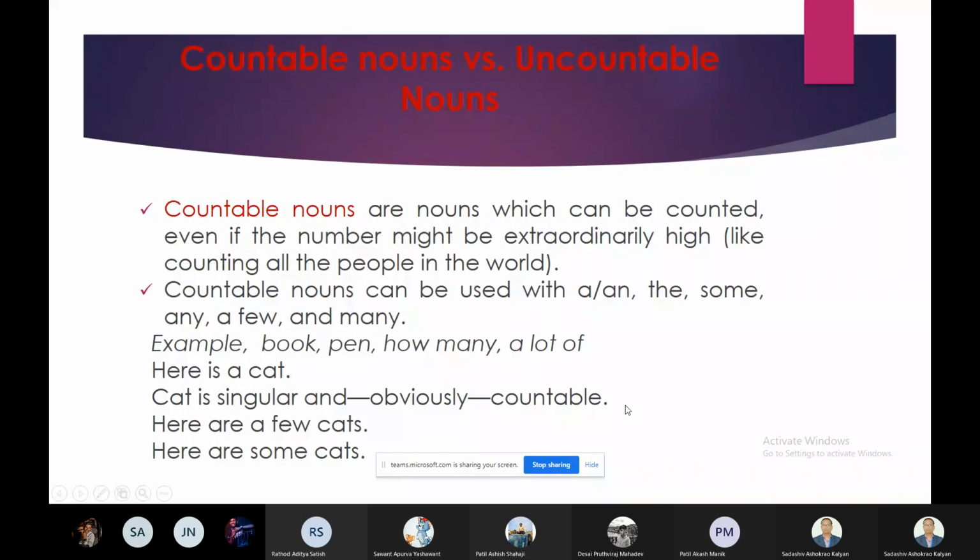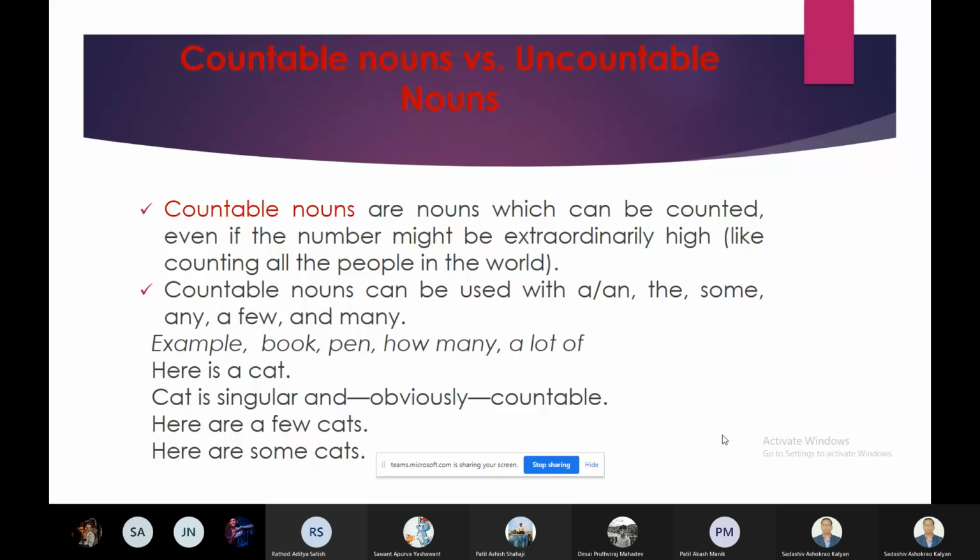Then we have also the countable nouns and uncountable nouns. As its name says, a countable noun is something that we are going to count. Whenever we use a countable noun, we use it with the articles A and The, and these countable nouns can also be used with a few, any, many, some.